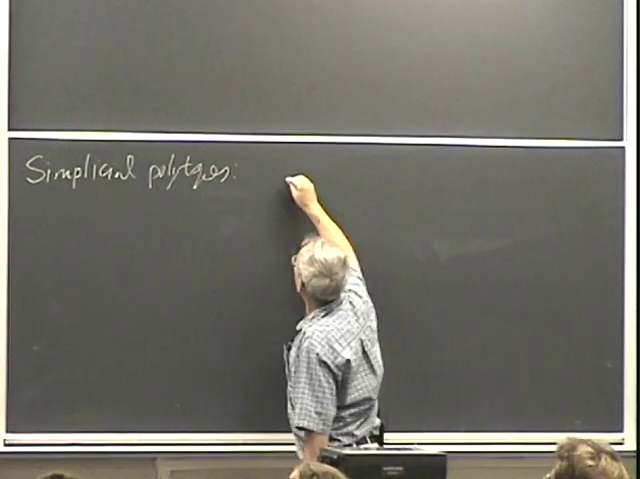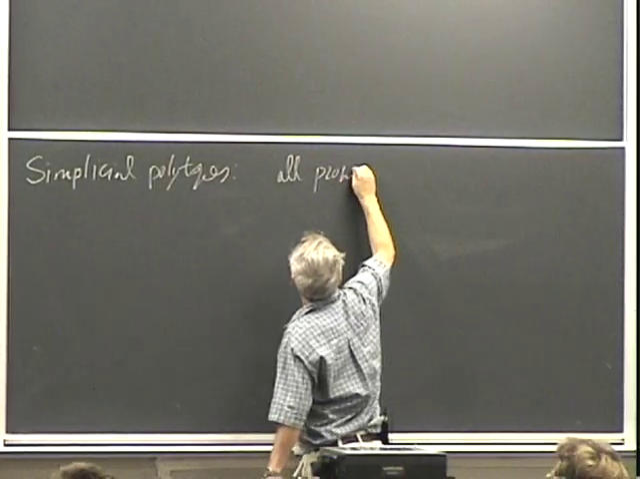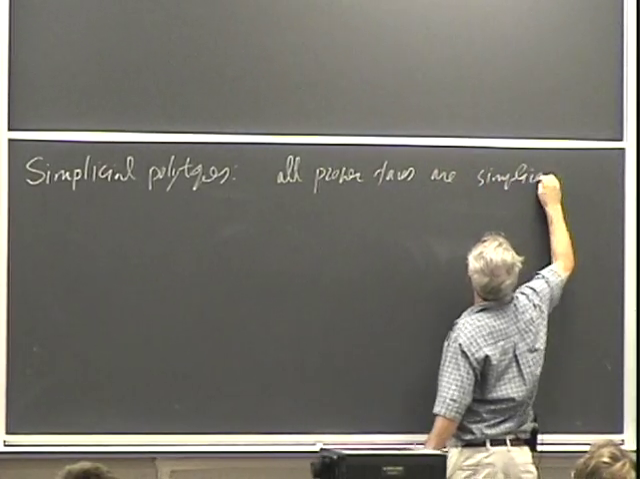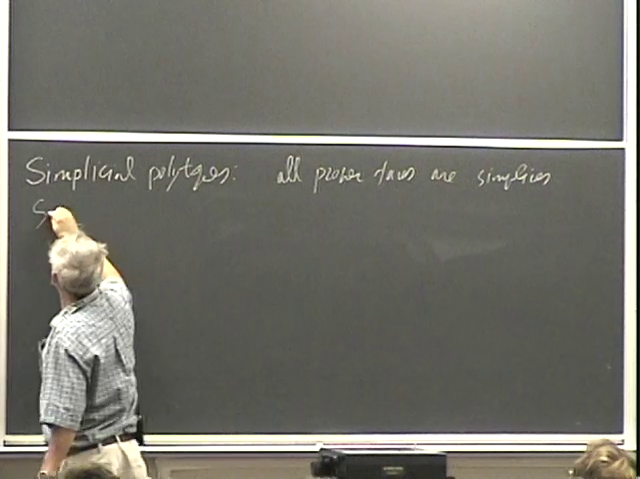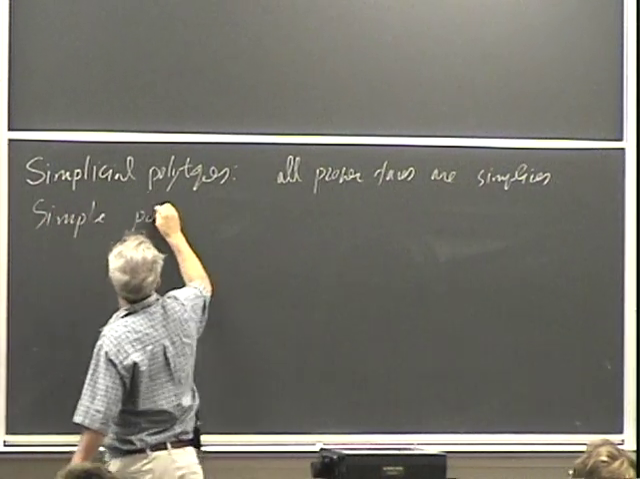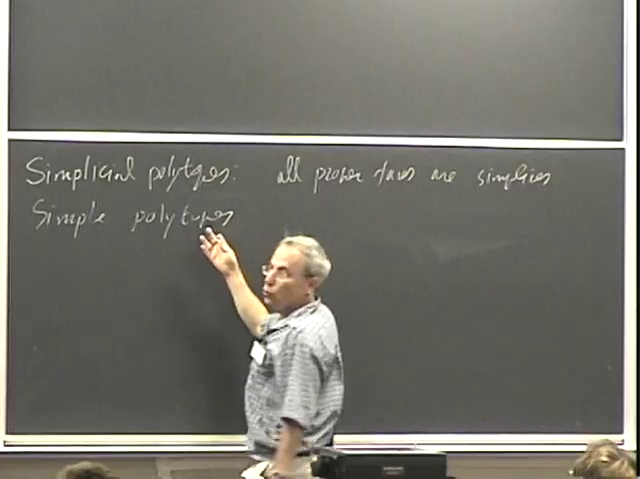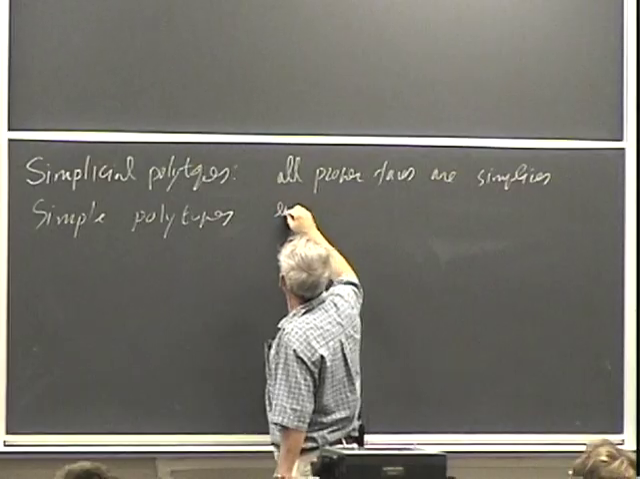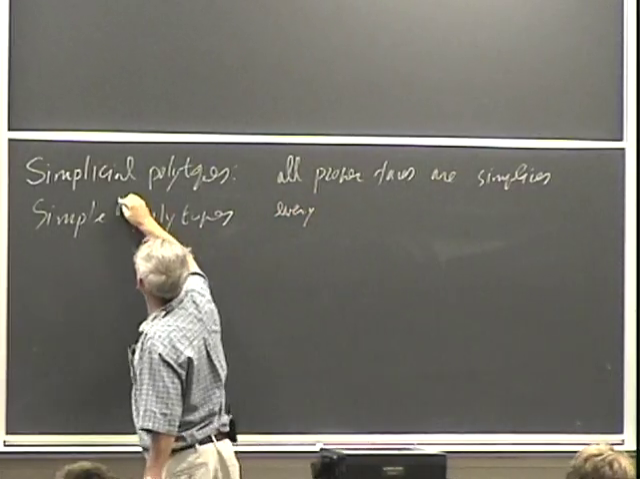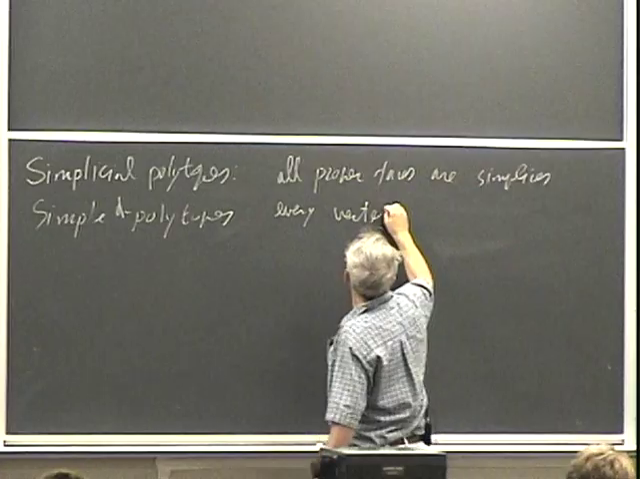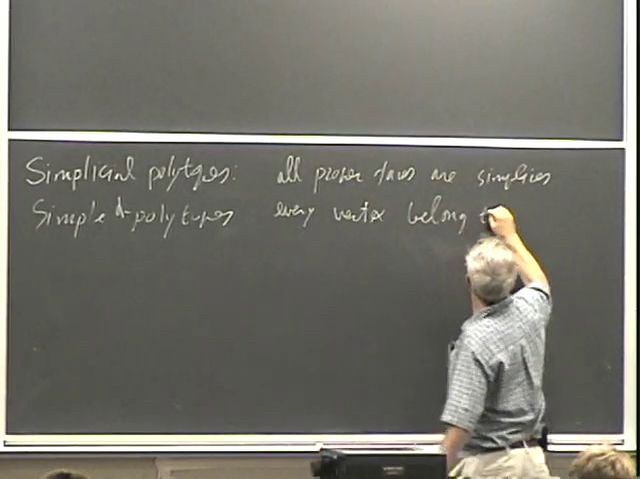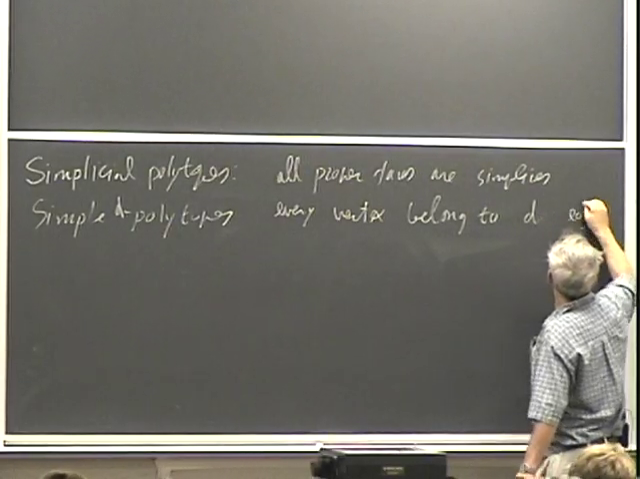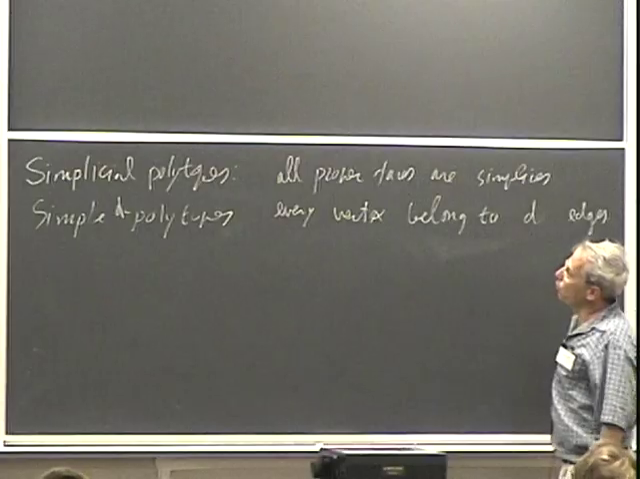So simplicial polytopes: all proper faces are simplices. And the simple polytopes, so this is the dual class, and here every simple d-polytope, every vertex belongs to d edges. So this is not precisely the dual description.